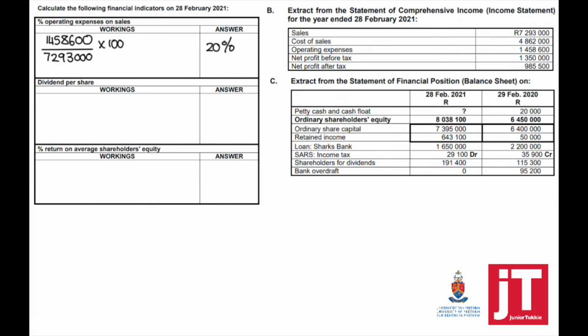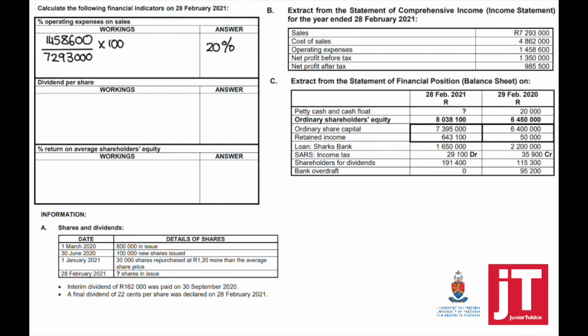The dividends per share, be careful. They provided you with the final dividend of 22 cents. I need to find out what is the interim dividend per share. To find that out, we need to take the total interim dividend, 162,000, divided by the number of shares. So what is the number of shares?